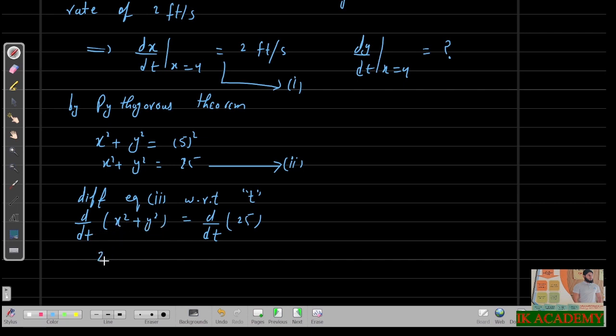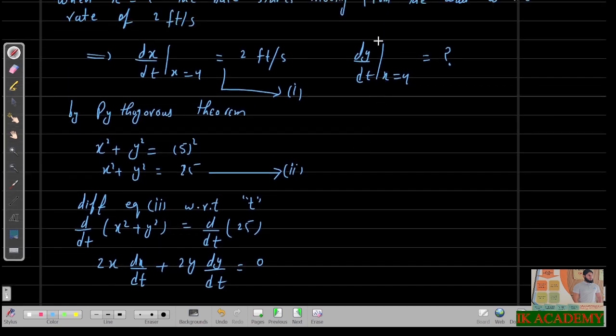The derivative of x square is 2x, and by chain rule the derivative of x will be dx by dt, because we are taking the derivative with respect to the time. So 2y dy by dt. The derivative of constant is equal to 0.